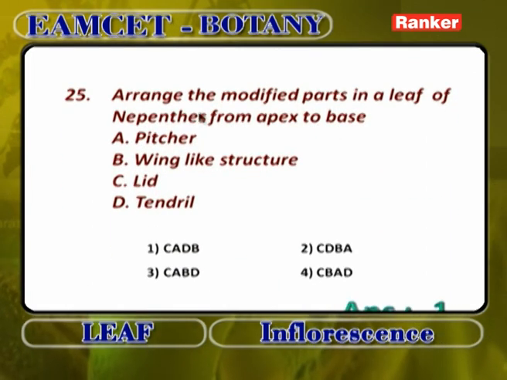Arrange the modified parts of a leaf in nepenthes from base to apex. From base to apex, the wing-like structure will be at the first. So the answer is CADB. Answer is CADB.